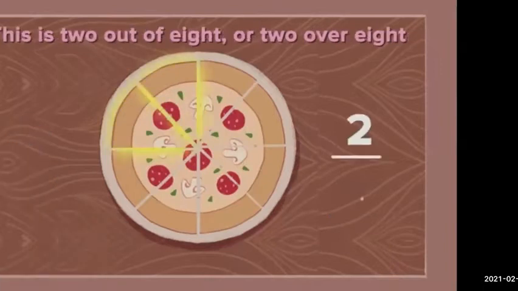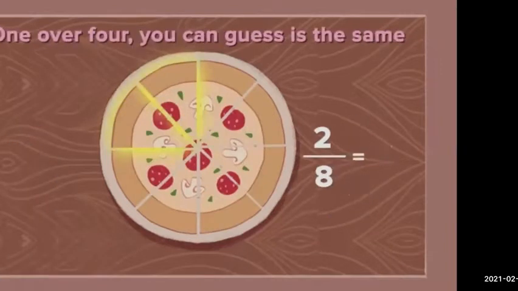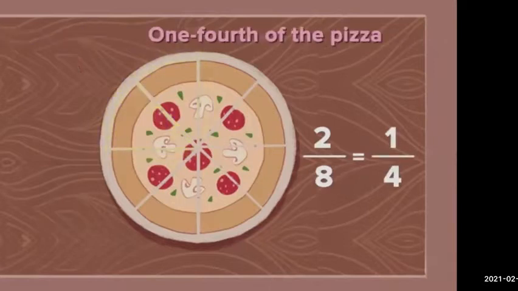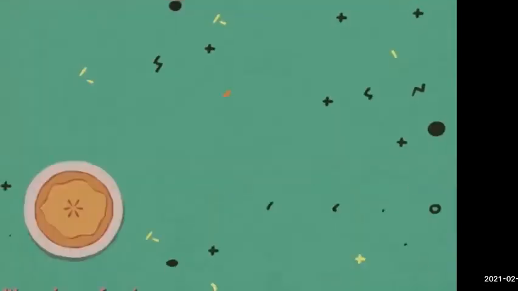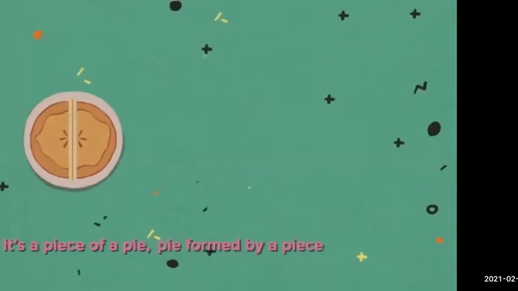This is 2 out of 8, or 2 over 8. 1 over 4, you can guess, is the same. 1/4 of the pizza you can keep in your name. It's a piece of a pie, a pie formed by a piece.